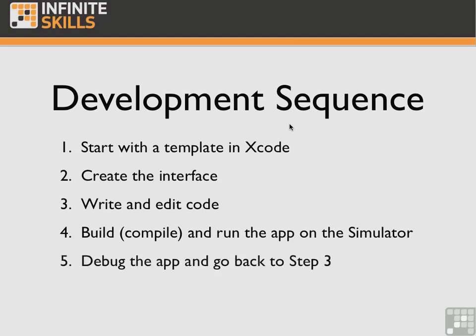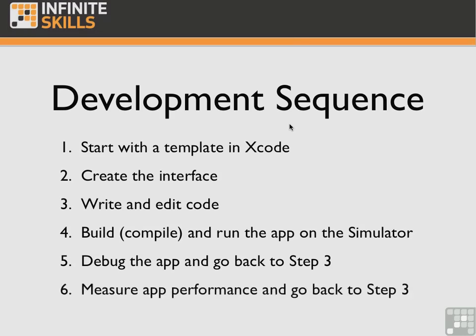Step 5 would be to debug the app and to go back to step 3 and write and edit code again to make sure that the app works. And step 6 is the same. You'd measure the app's performance and then go back to step 3 and continue to write and edit code to improve it. And this is a cycle that's iterative and keeps going and going until you've got it done, until you've got it right.